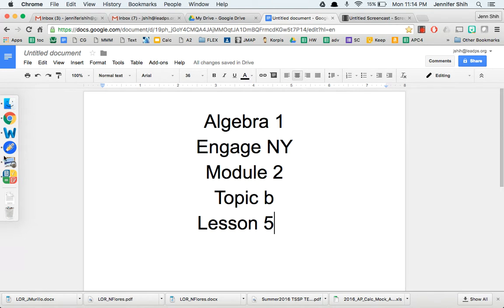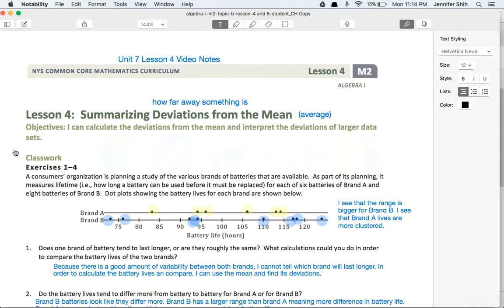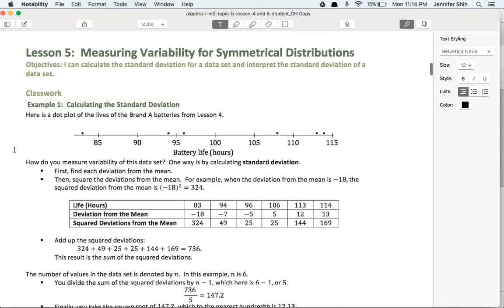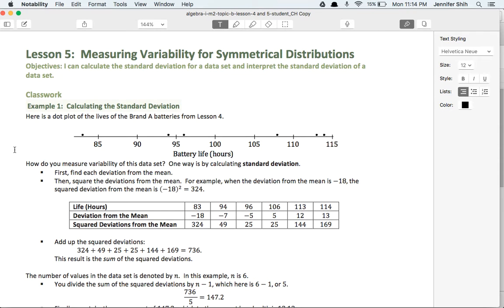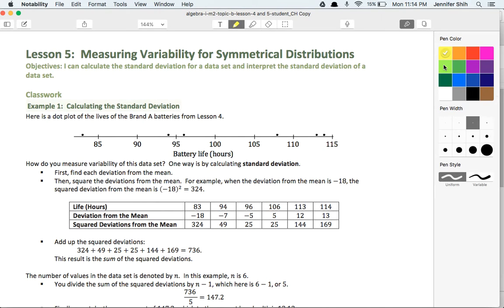And this is lesson 5. We're going to talk about measuring variability for symmetrical distributions, which is a lot of words for, we're going to take a look at standard deviation. Today, that's what we're working on, standard deviation, which means we will need the mean, and then we're going to find out how far away something is from the mean. This first example is an example worked out for you.